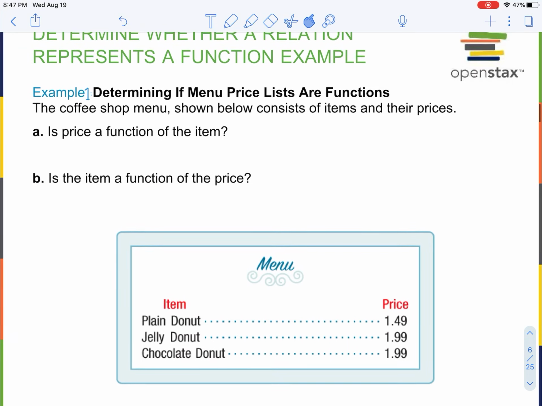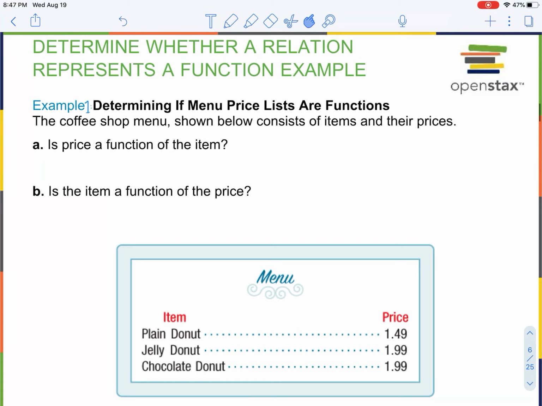Okay, so now we're going to look at some real-world scenarios of functions. So example 1, determine if the menu price lists are functions. The coffee shop menu shown below consists of items and their prices. Is price a function of the item for part A? And part B, is the item a function of the price? Well, that kind of sounds like the same question. But if you notice, the wording is ordered a little different.